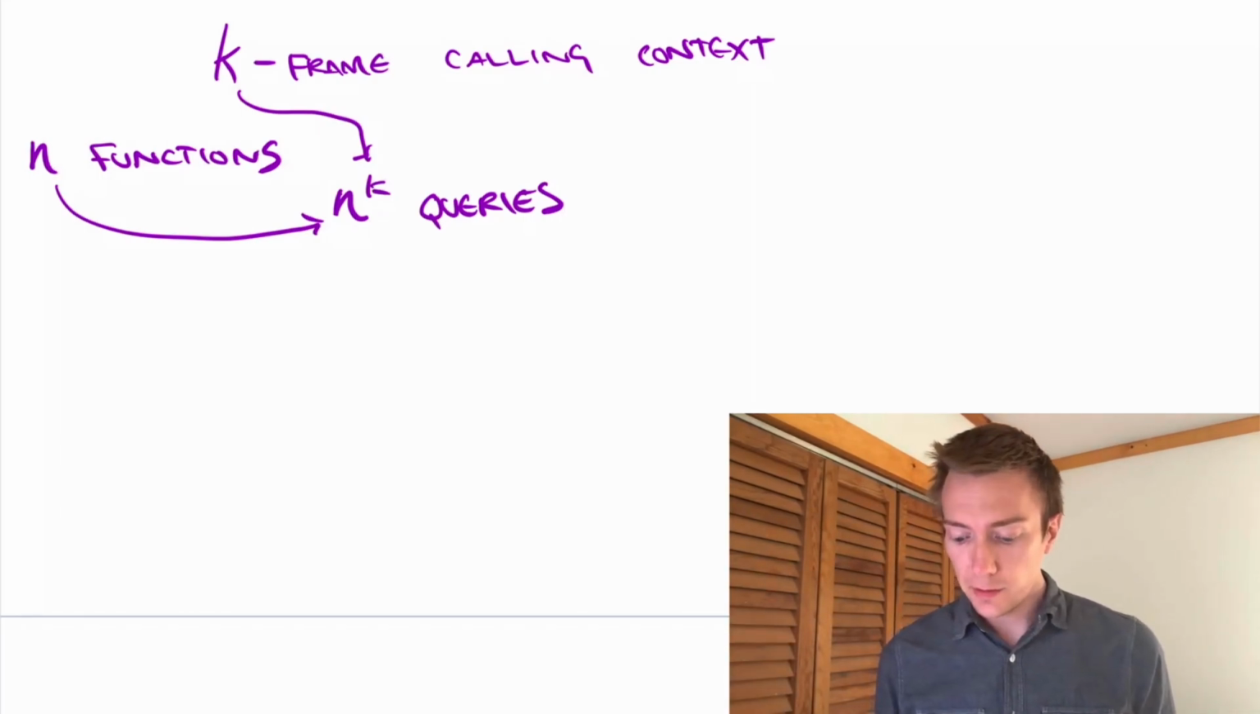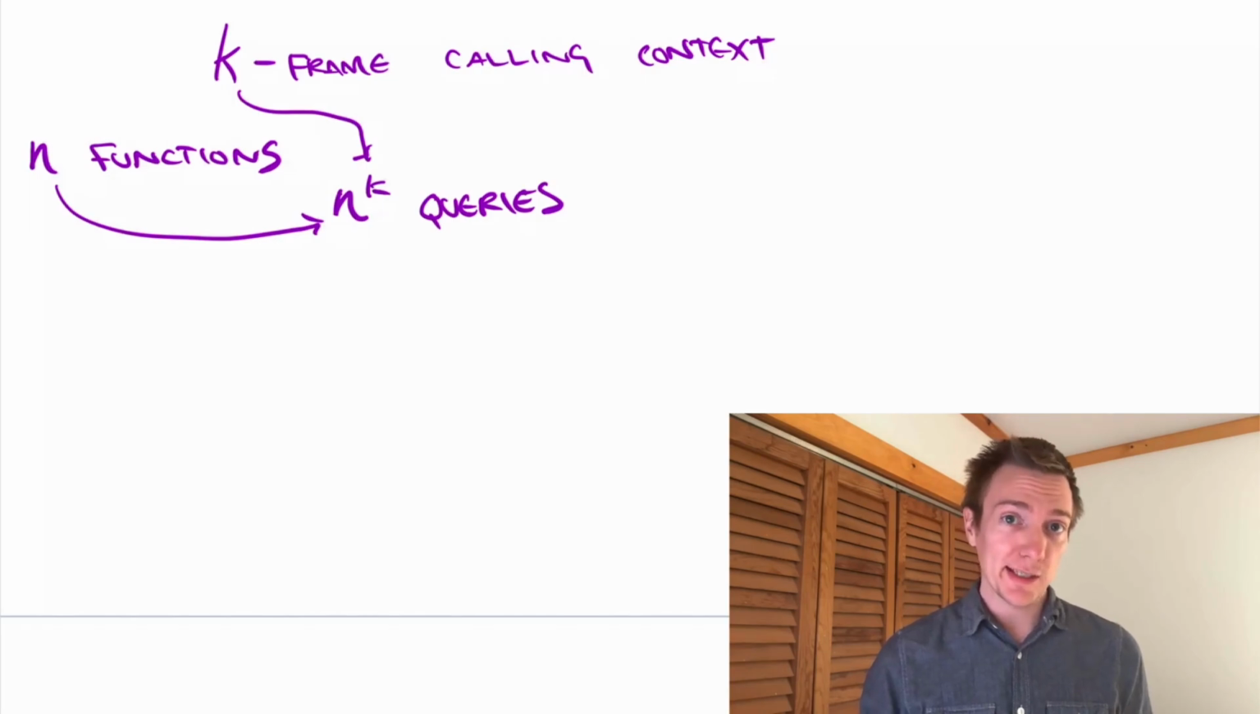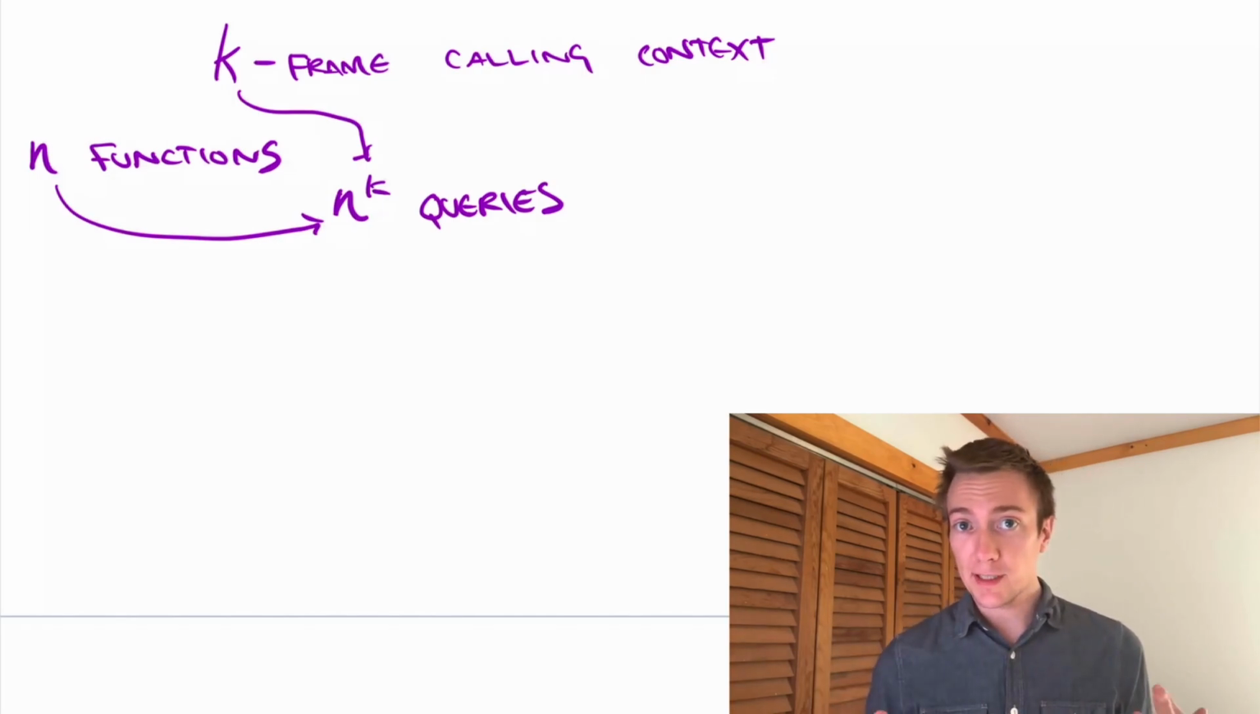If, in general, you use a k-frame calling context, if you do a context-sensitive analysis that looks at k stack frames, and you have n functions, maybe it's pretty easy to see that you need an exponential number of queries to answer those questions. So in the worst case, as you add more frames to your calling context for your context-sensitive analysis, your analysis can get exponentially slower. It probably gets more precise, but at some point there are just some diminishing returns.